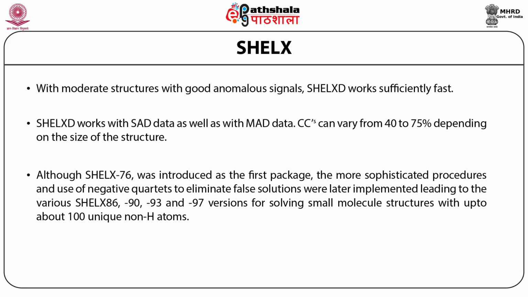Although SHELX-76, the program released by George Sheldrick, the German scientist, for refinement, was introduced as the first package, more sophisticated procedures and the use of negative quartets to eliminate false solutions were later implemented, leading to the various SHELXes: 86, 90, 93, 97. These are the various years in which the different versions of the program were released for solving small molecule structures with up to 100 unique non-hydrogen atoms. A simulated annealing approach was used in SHELXS-90.